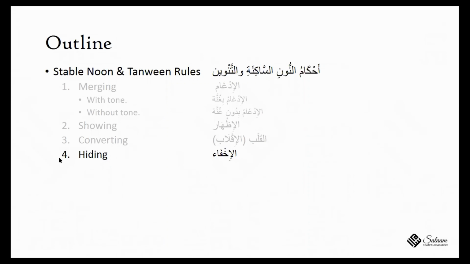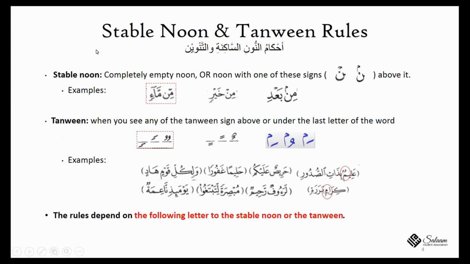So for this lesson, we'll go back to the stable noon and tanween. We discussed merging with tone and without tone. We discussed showing, converting, and now we will discuss the last one, which is hiding. Let's go back to this. Remember this slide. We say what is the stable noon and tanween, which is one of these three ways of typing stable noon and tanween also has three ways of typing the tanween as well. And the rules depending on the following letters. I think we went through that.